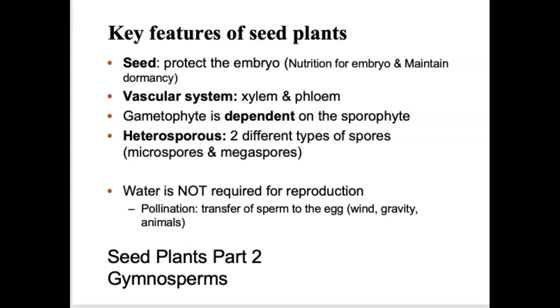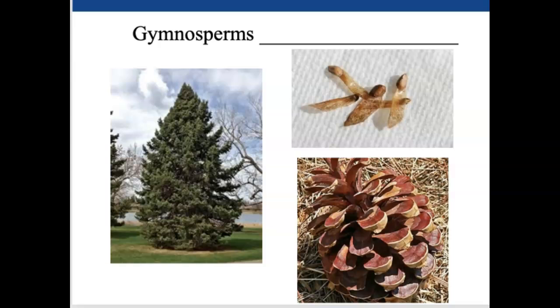Okay, so last time we left off with the key features of the seed plants and talking about what makes them different and evolutionarily more adaptable and competitive than the non-vascular seedless plants and then the vascular seedless plants. So what we're going to do now is take a look at the earliest group of seed plants to appear. These are known as the gymnosperms.